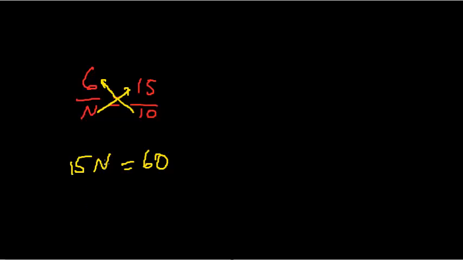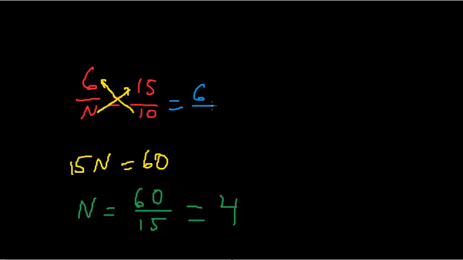So again, 15 times n equals 60 is the same as saying something is equal to 60 divided by 15. You always divide by whatever number is being multiplied by your unknown. So that number, n, is equal to 4. Right? 60 divided by 15 is 4. So this proportion says 15 over 10 is the same as 6 over 4. Those two ratios are the same.